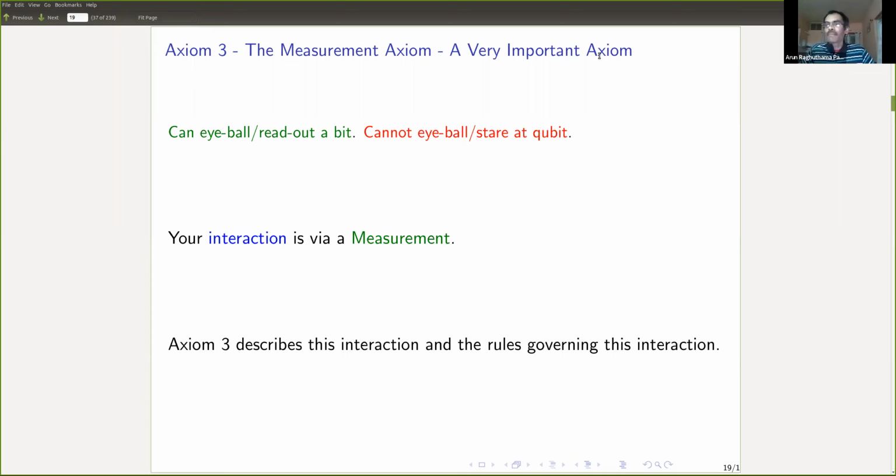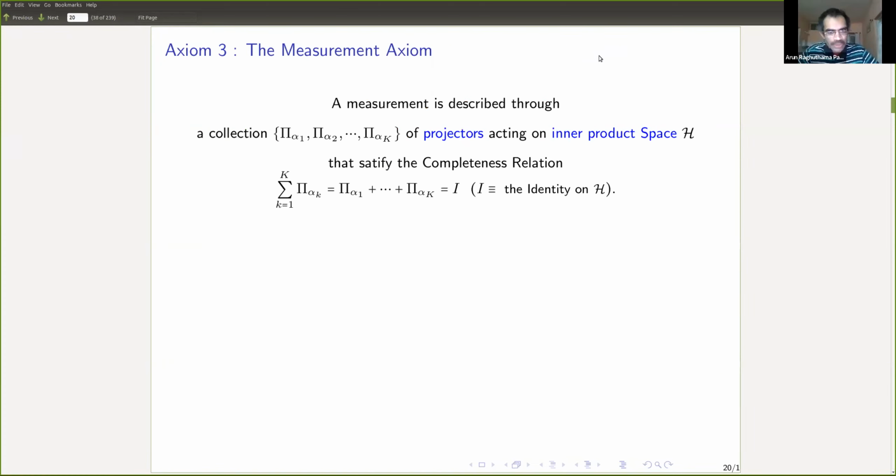So be alert and try to understand this measurement axiom. It sounds very weird, but I'll tear it apart and explain it to you. So let me first just read the axiom. A measurement is described through a collection of projectors. Okay, so projection operators. Remember, I talked to you about a projection. So it's a collection of projections acting on the inner product space H, or the Hilbert space H. And the only rule for it to be a measurement is that the sum of the projections should be the identity. So any collection of projection operators that sum to the identity forms a measurement.